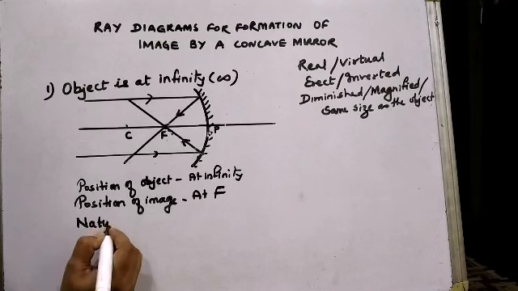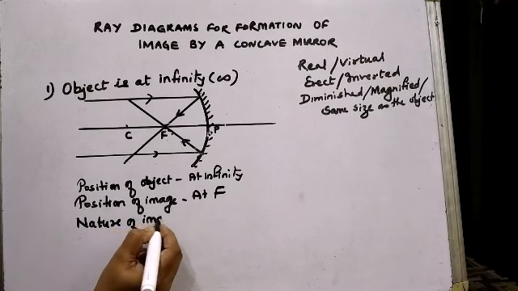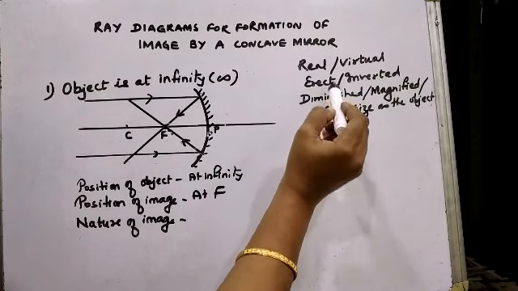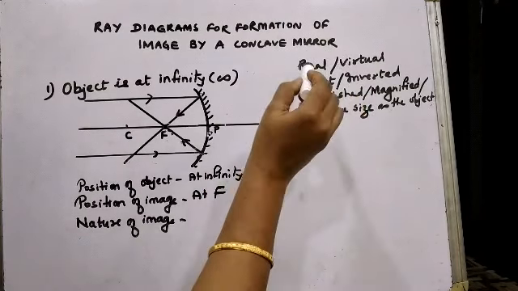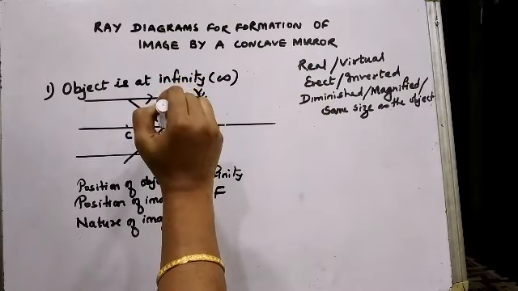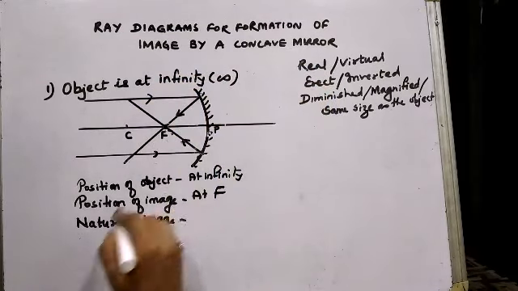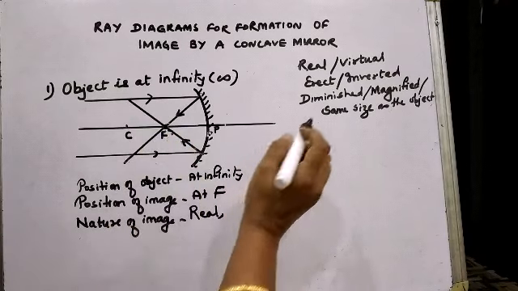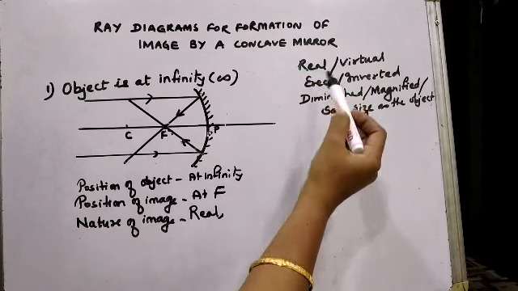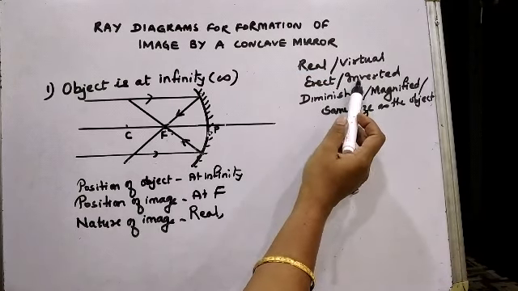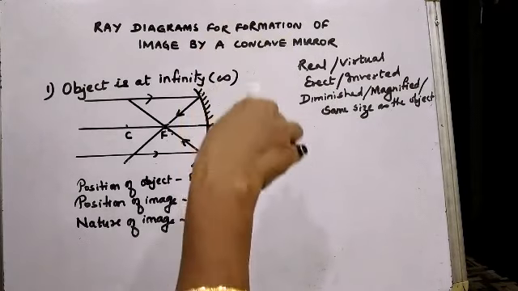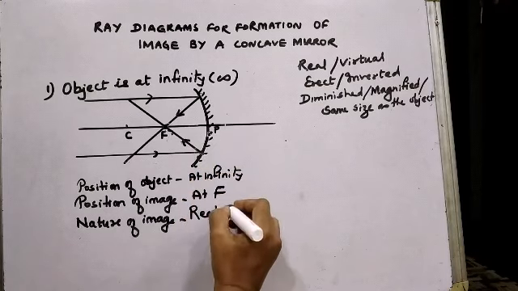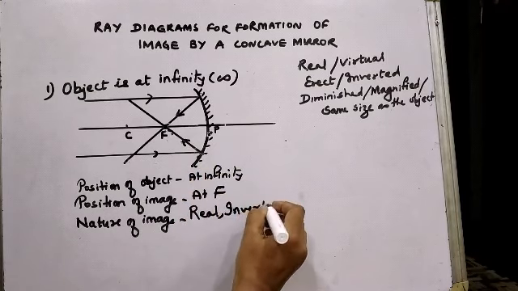Nature of image has to be written. In nature of image, we have to mention whether the image is real or virtual and whether it is erect or inverted. So what is a real image? When the reflected rays actually meet at a point, then the image is a real image. So here the reflected rays are actually meeting at a point, so it's a real image. We also have to mention under nature of image whether the image is erect or inverted. Erect, that is upright image; inverted, that is upside-down image. Now in concave mirror, whenever a real image is formed, the image is an inverted image. So it will be real and inverted.